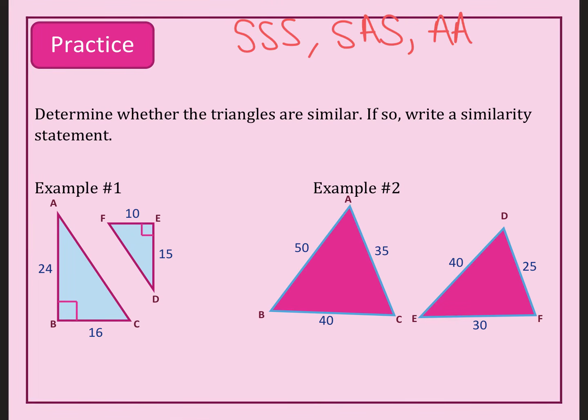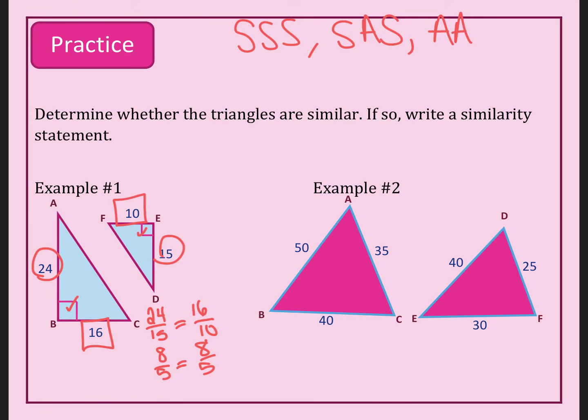So let's look at this first one. I do have a matching angle. I have two 90-degree angles. So I'm either going to look at angle, angle, or side, angle, side. What else do I have in this picture? I have the two sides. So what I'm going to match with here is I'm going to do the 24 over 15. Is it the same ratio as 16 over 10? 24 over 15 reduces to 8 over 5, and 16 over 10 also reduces to 8 over 5.